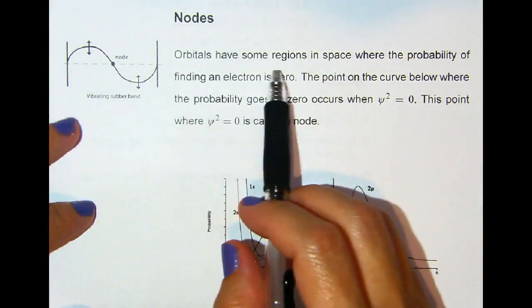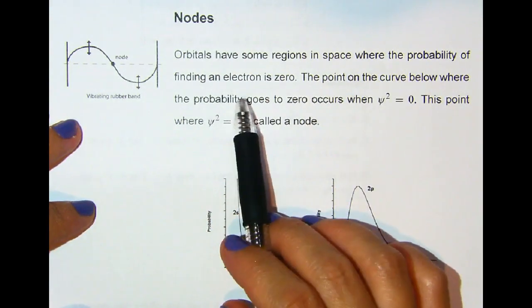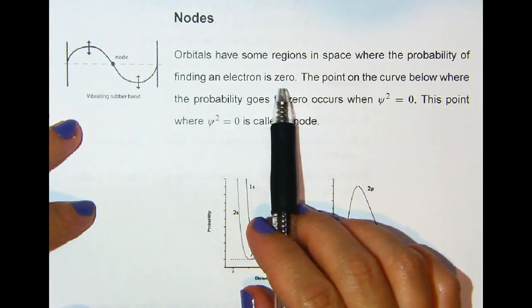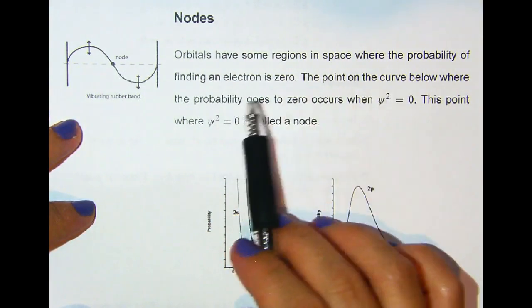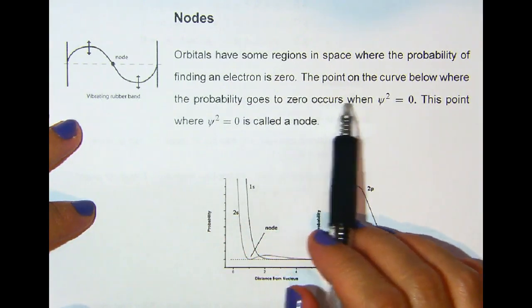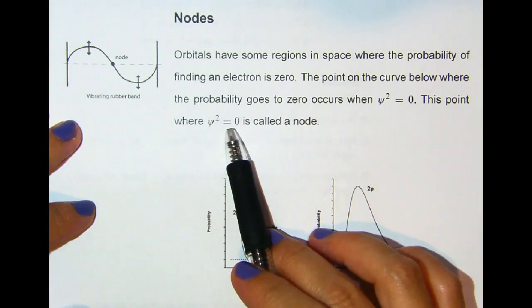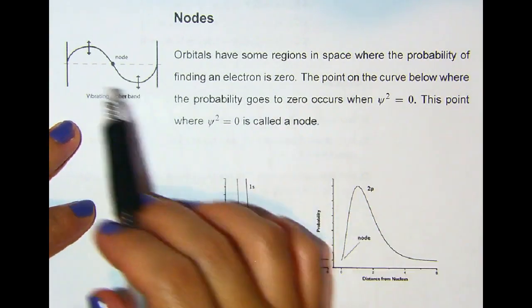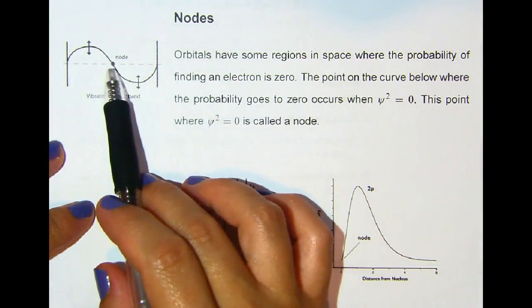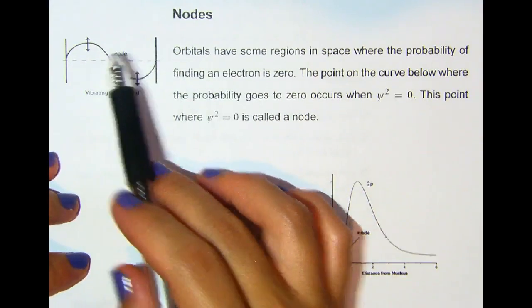Nodes. Orbitals have some regions in space where the probability of finding an electron is 0. The point on the curve below where the probability goes to 0 occurs when psi squared equals 0. This point where psi squared equals 0 is called a node. So here's a node when you're looking at a wave. It's the standing part of the wave.